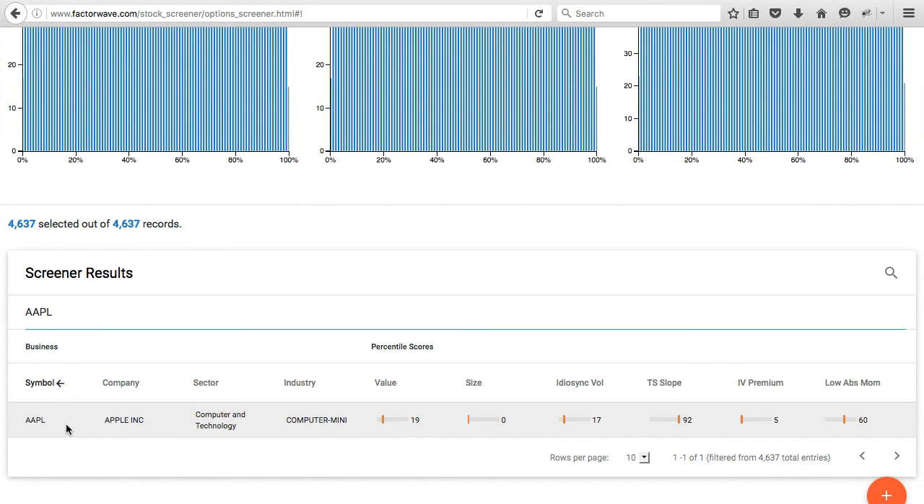And if I did own it, I probably wouldn't want to be selling covered calls on it based on the value factor. Similarly, for the size factor, this doesn't look like it's a good sale. Idiosyncratic vol, similar. IV premium, similar. Absolute momentum, it's kind of in the middle of the park. In fact, the only thing here that makes it look like a good volatility sale would be the term structure slope. So Apple, right now, would be a poor candidate for selling a covered call. On the other hand, if you owned Apple, it may be worth considering buying puts.